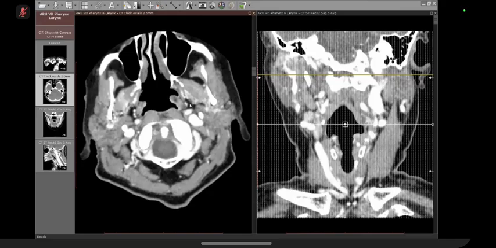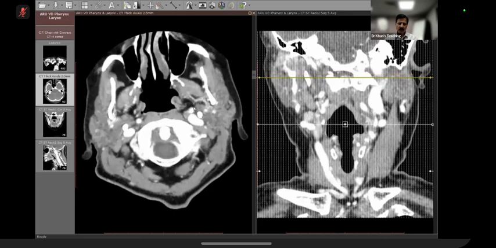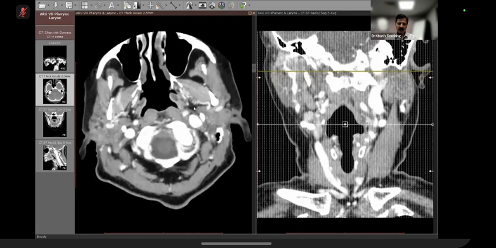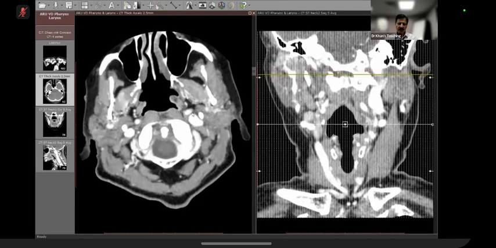Yes, Dr. Khan. Okay, so if you see here, this is that fat which we were talking about. This is the parapharyngeal fat, parapharyngeal space and the fat. You remember the carotid space. So this is the internal carotid artery, and this is the internal jugular vein.